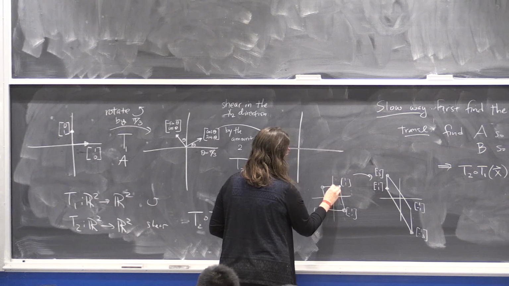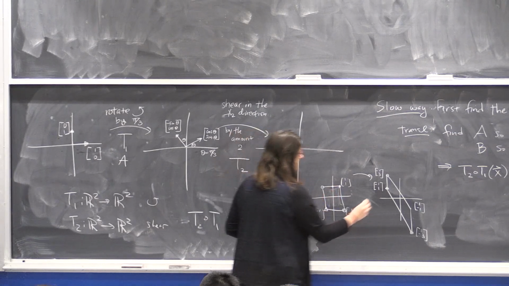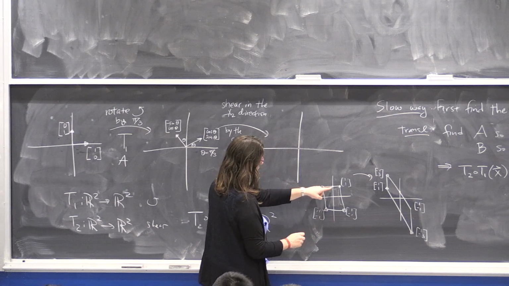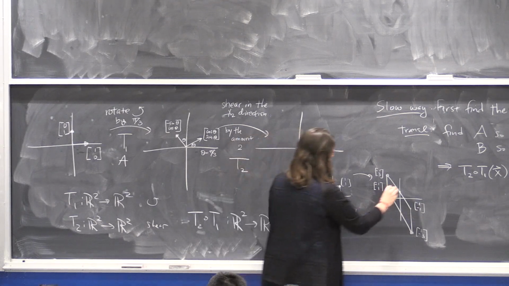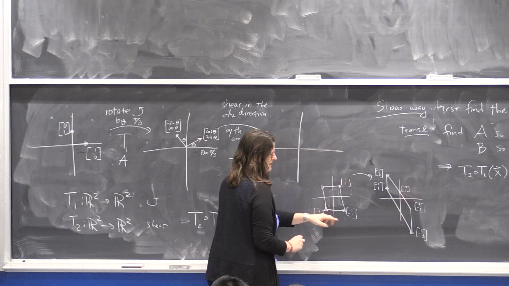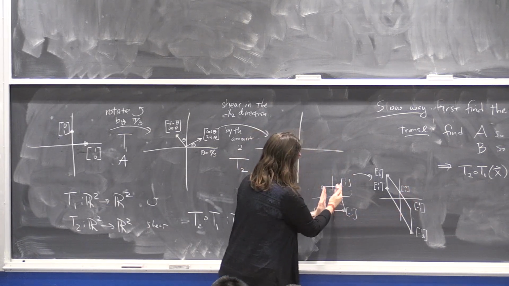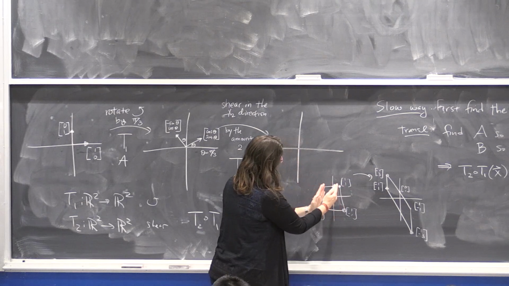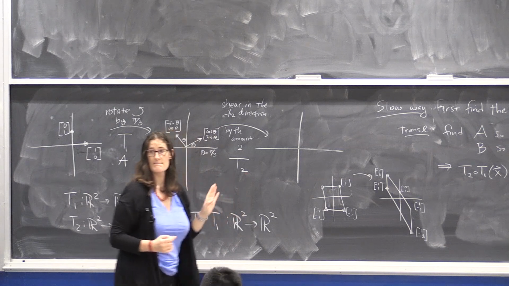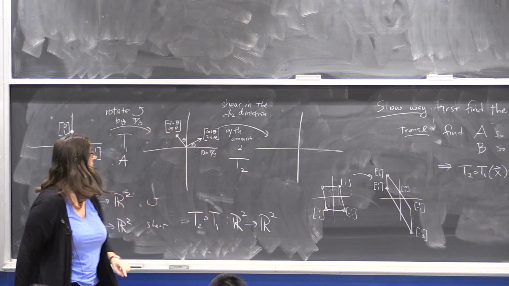This and this, it doesn't look like it. This is the point 0, 1. This is also 0, 1. And this is 0, minus 1. That's 0, minus 1, because this segment is not actually moving. Everything is shearing relative to it. Yes? Why does it go in that direction, not the other one?